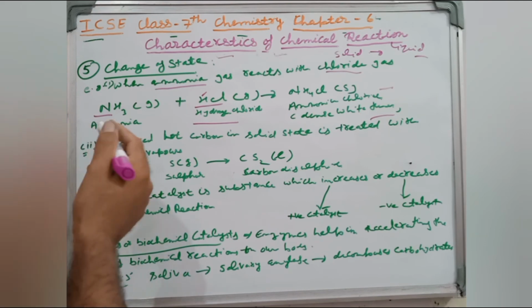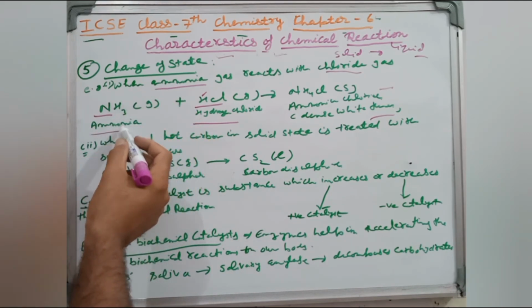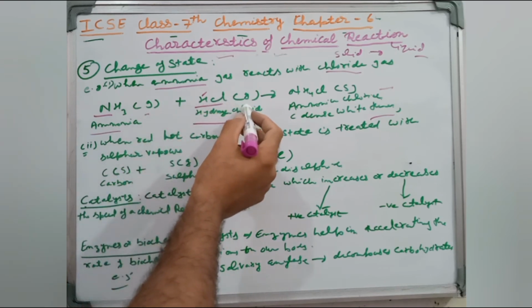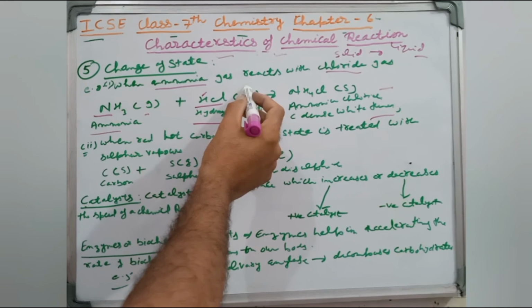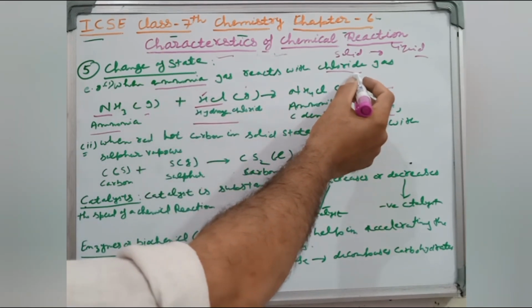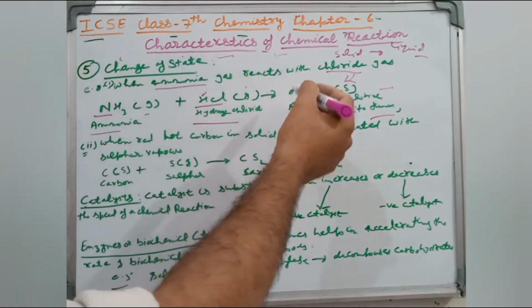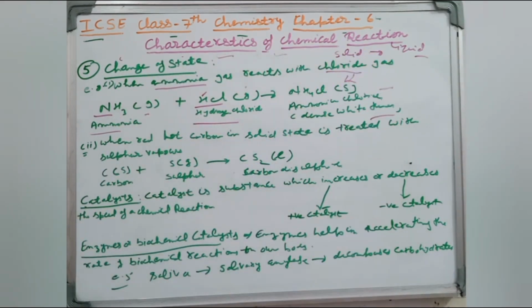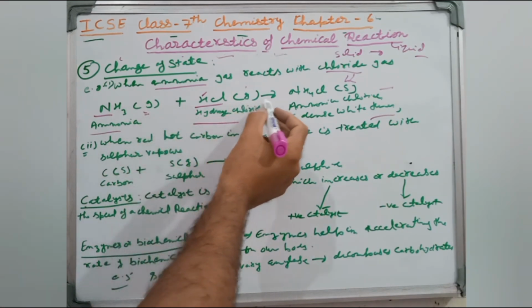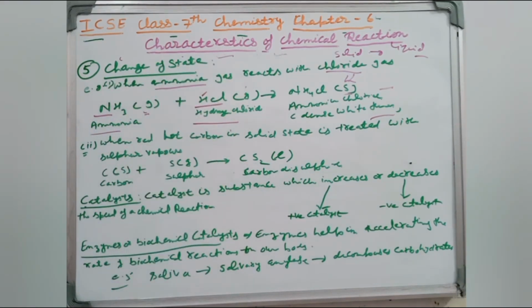So this ammonia gas and hydrogen chloride gas, from gas they have changed into a solid, right? This is a change of state from gas to solid. Solid to liquid, liquid to gas. So from gas to solid, a change of state happens.